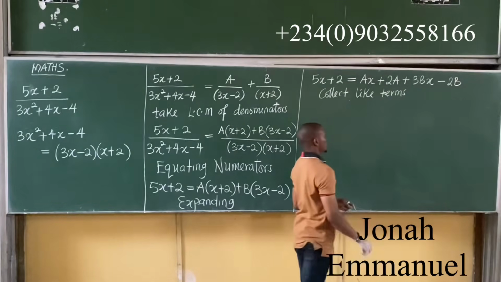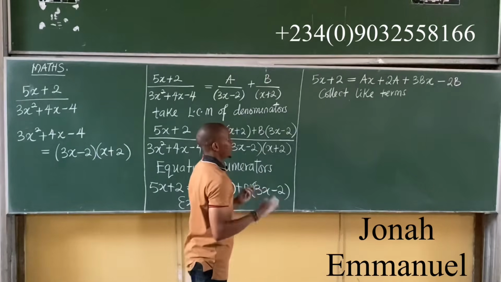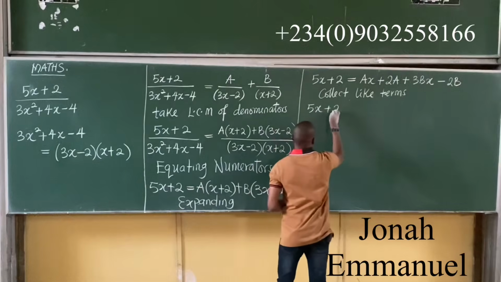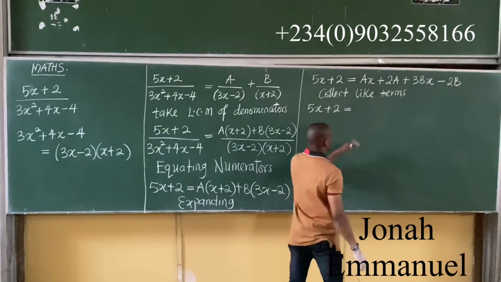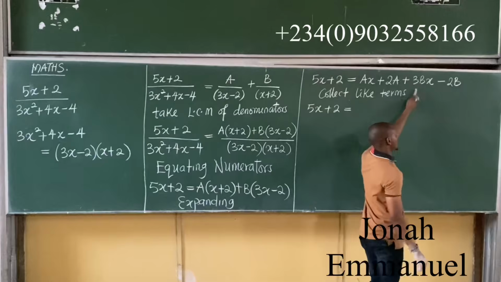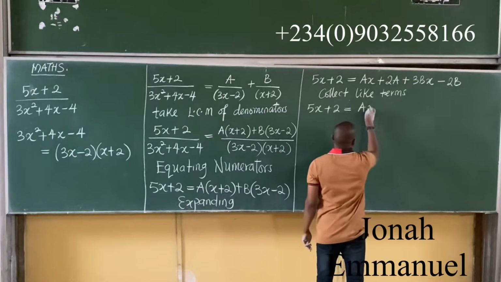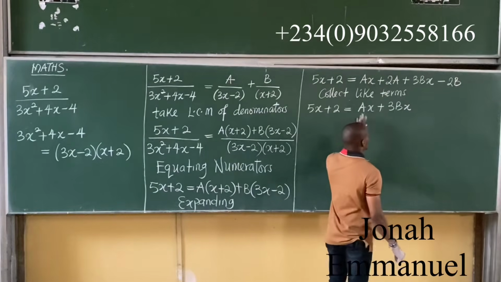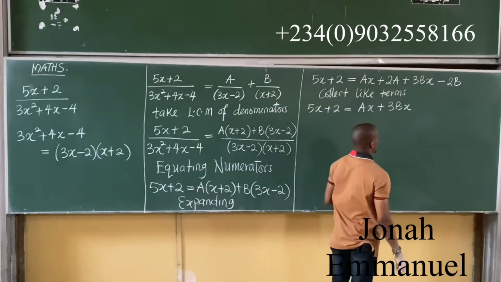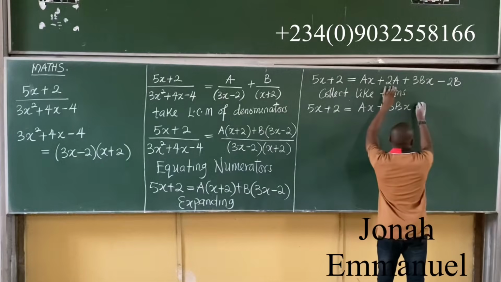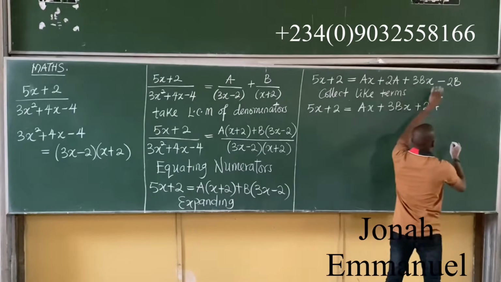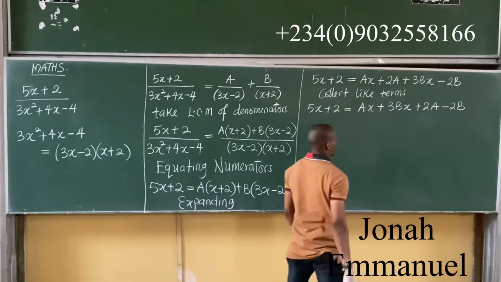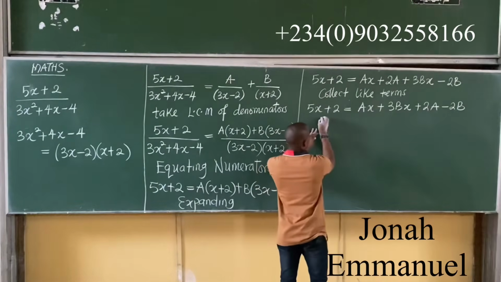terms. So I'll take the terms having x together and my constants. So that means 5x plus 2 will now be equal to, this one has x, this one has x. So it becomes ax plus 3bx. After the ones that have x, take out the constants. My constants here are plus 2a, and then this one here minus 2b. So these are my constants. My next task is to factorize.